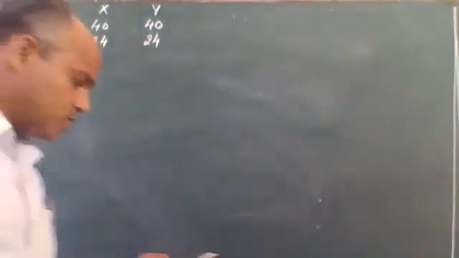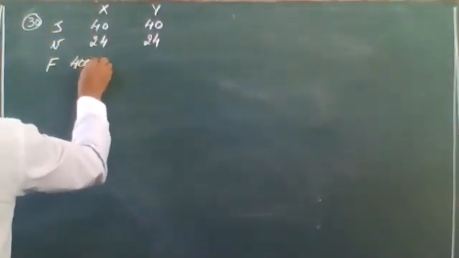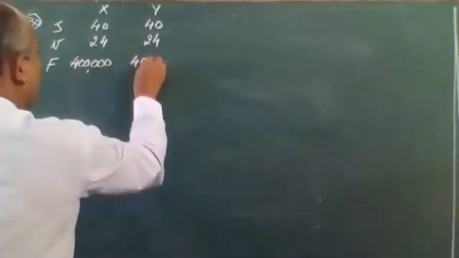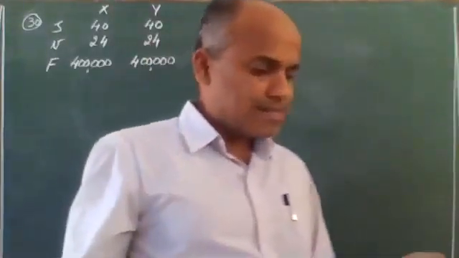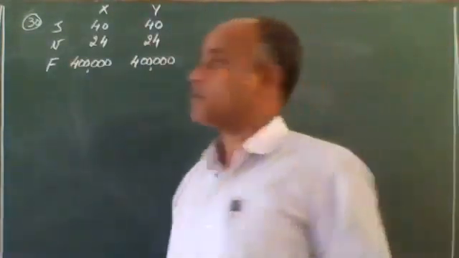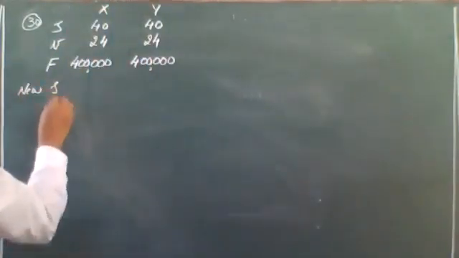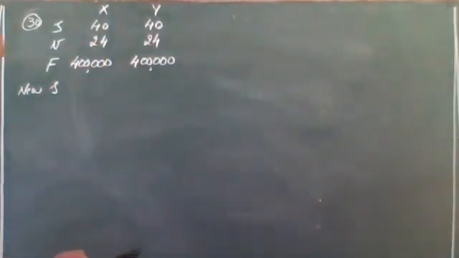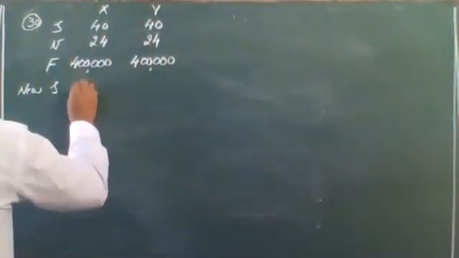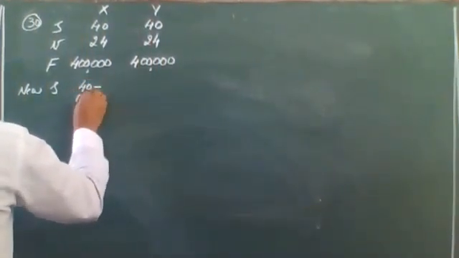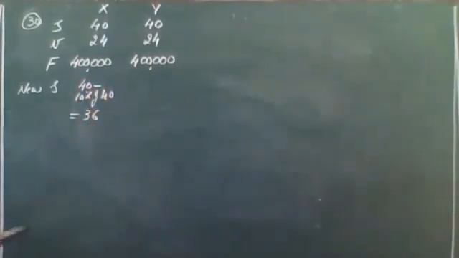And the fixed costs are 4 lakhs. Great. So fixed cost is 4 lakhs for each of the companies. Company X reduces its price by 10%. So company X new selling price, it reduces its price by 10%. So guys, it is not 10 rupees, it is 10%. So how do I write this? It is 40 minus 10% of 40, that is equal to 40 minus 4, 36 rupees.